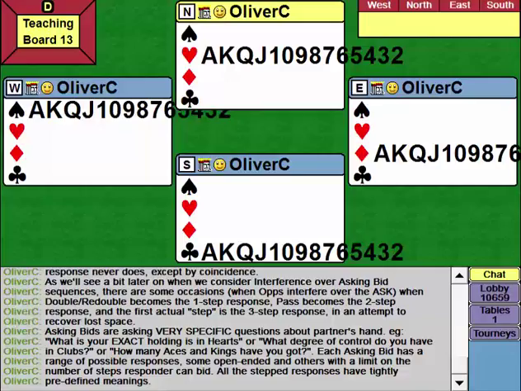And for example, the one step response would show no top honour in hearts, but with any potential length. A two step response shows exactly a five card heart suit with one top honour. The three step response would show exactly a five card suit with two or three top honours. The four step response shows a six card heart suit with one top honour. The five step response, which would be three hearts over two hearts, is showing a six card suit with exactly two honours, two of the top three honours. So you can see they're asking very specific questions and getting very specific responses.